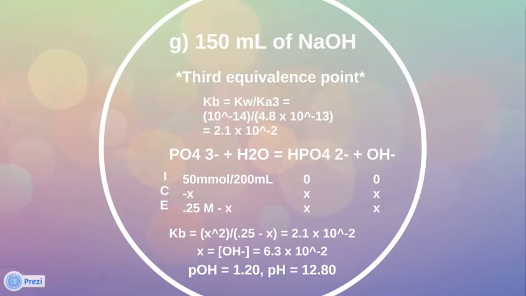Make an ice chart to solve for the concentration of OH- in the solution, since it is now a basic solution. Use the Kb to solve for X, the concentration of OH-. Take the negative log of that concentration and subtract it from 14 to find the pH of the solution.